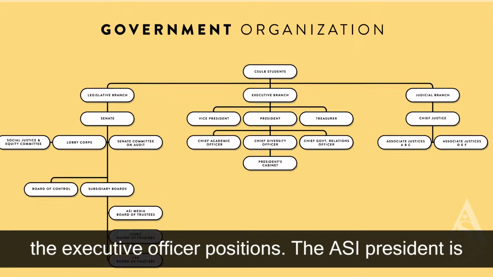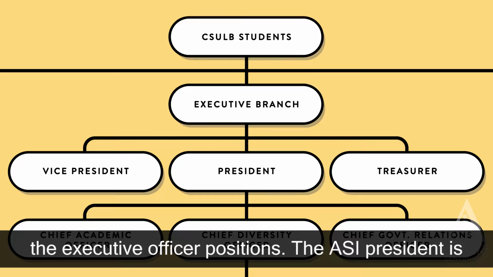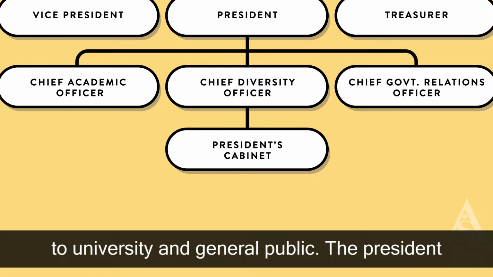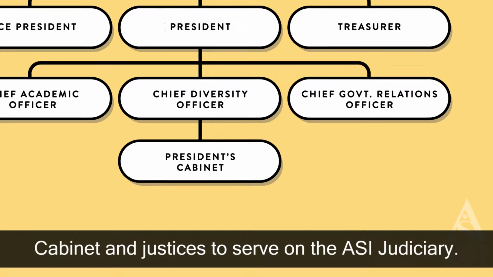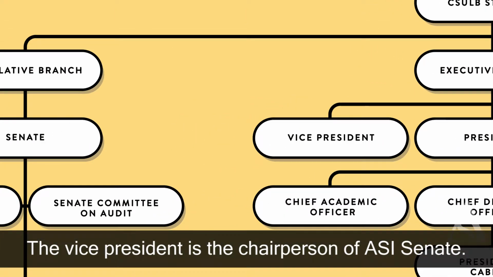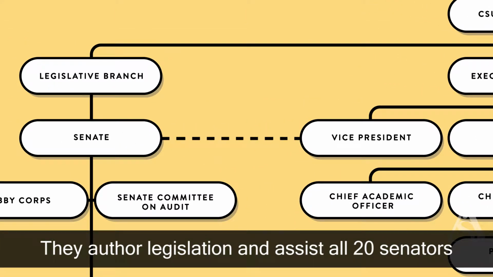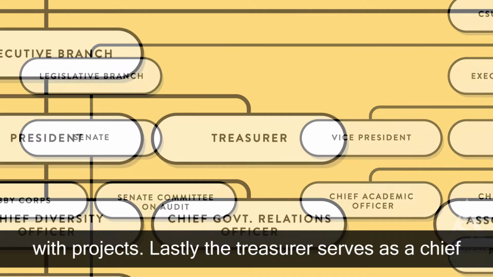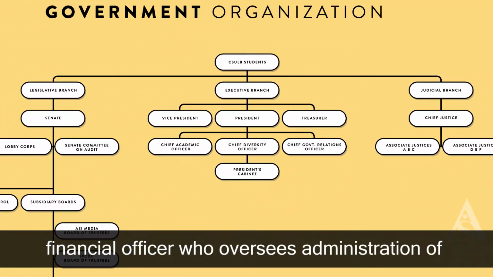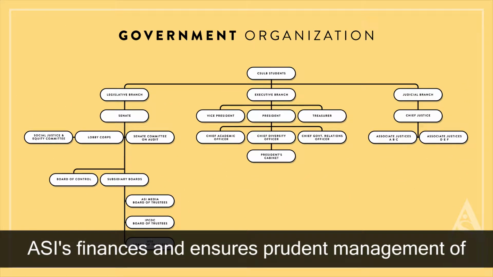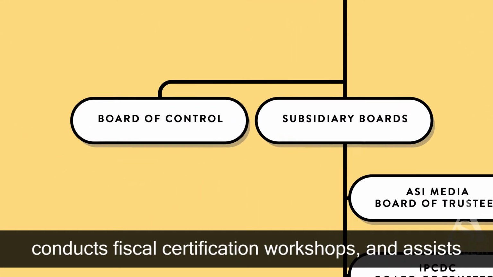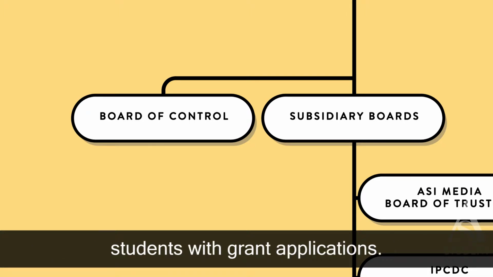Now let's take a look at the executive officer positions. The ASI President is the Chief Executive Officer and official representative to the university and general public. The President appoints commissions to serve on the Presidential Cabinet and justices to serve on the ASI Judiciary. The Vice President is the Chairperson of the ASI Senate. They author legislation and assist all 20 senators with projects. Lastly, the Treasurer serves as the Chief Financial Officer who oversees the administration of ASI's finances and ensures prudent management of its assets. The Treasurer chairs the Board of Control, conducts fiscal certification workshops, and assists students with grant applications.